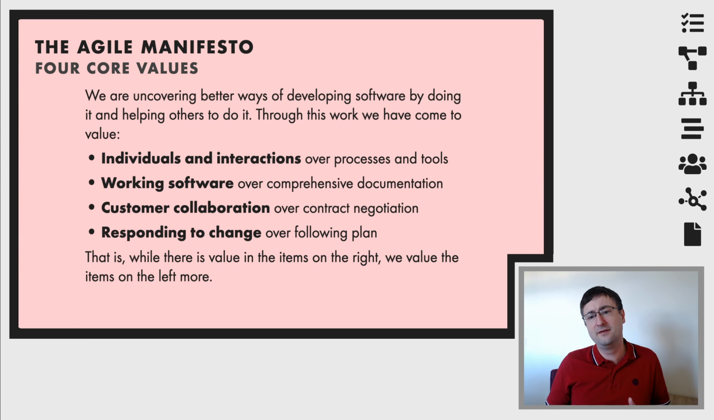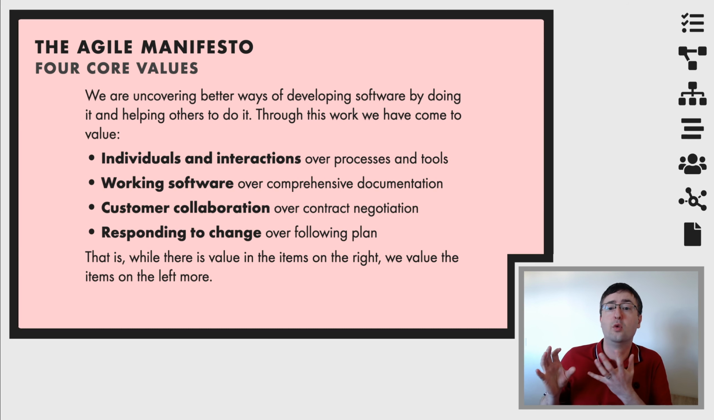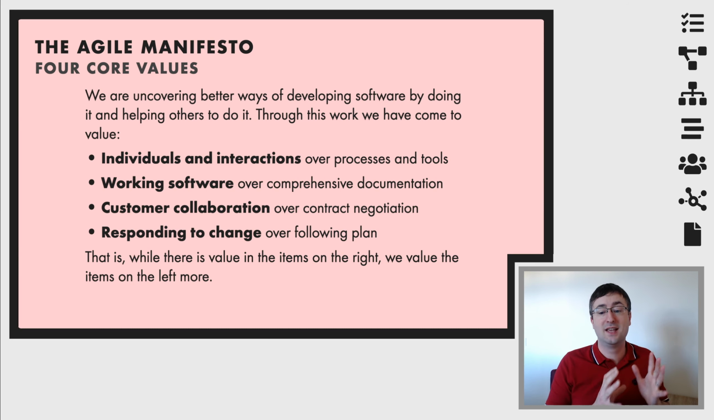And the rest of the manifesto is really focused on this idea of a left and a right. On the left, we've got things like individuals and interactions, working software, customer collaboration, and we're saying that these things are more important than the things on the right-hand side. So processes and tools, comprehensive documentation, contract negotiation. We're not saying that the things on the right-hand side are not worthy, not valuable, but we don't value them as much as these other things. And these are the ones that we really want to push.